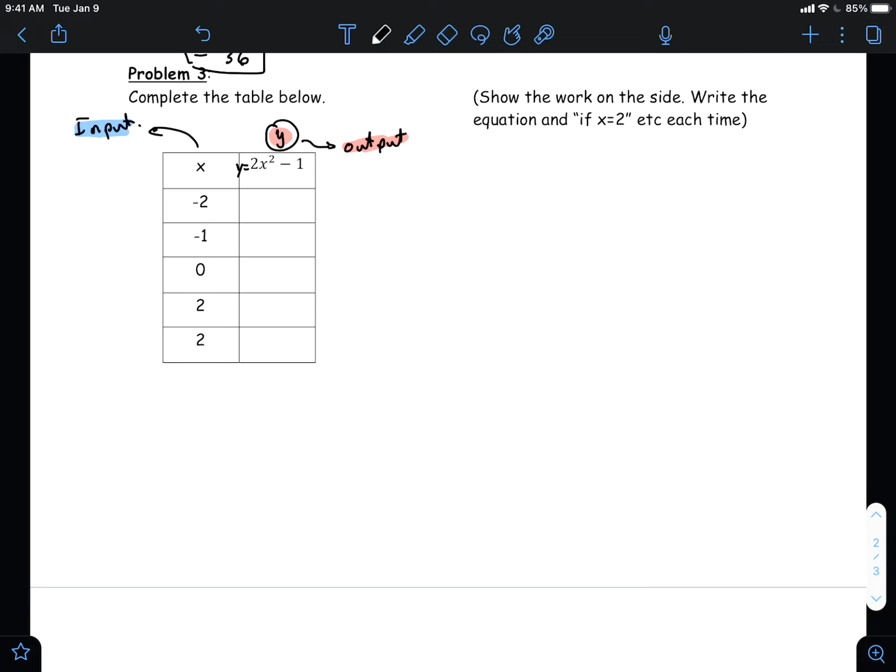So inputs are things that we're going to plug in, and just be careful. That's all. It does get tedious, right? Having to do this over and over again, but we're going to plug in the inputs. We're just going to do the math on it. It's going to be 2 times, oops.